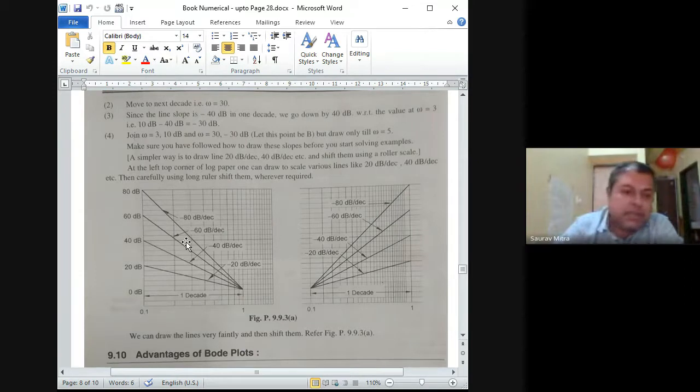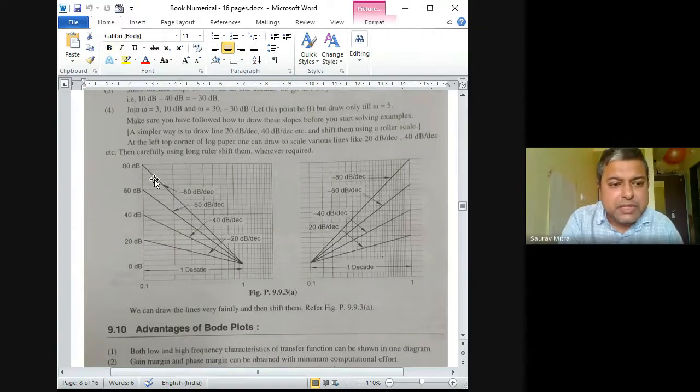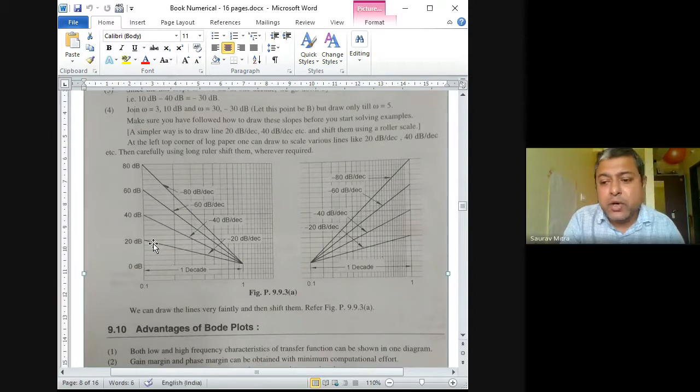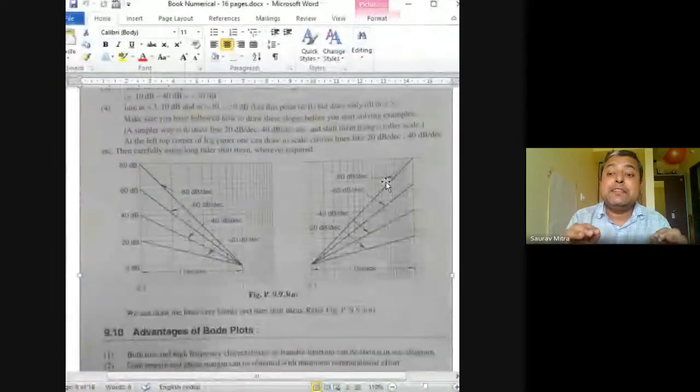Here some of the lines are shown. These are all pole lines because they are all falling slopes, and on the right side you are finding all rising lines, so they are referred to zeros. So this is 80 dB per decade, 60 dB per decade, 40 dB per decade, 20 dB per decade, all negative. These are 1 by s raised to 4, 1 by s cube, 1 by s square, 1 by s. The slopes you have drawn in one place in your Bode plot, and these are the four slopes: 20 dB per decade, 40 dB per decade, 60 dB per decade, and 80 dB per decade. So these are the 8 lines.